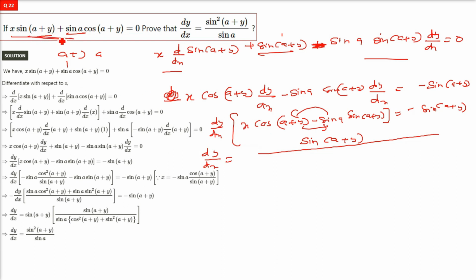But I will replace this x here only, because there is no x on the right hand side. I hope you got the idea. There is no x on the right hand side.